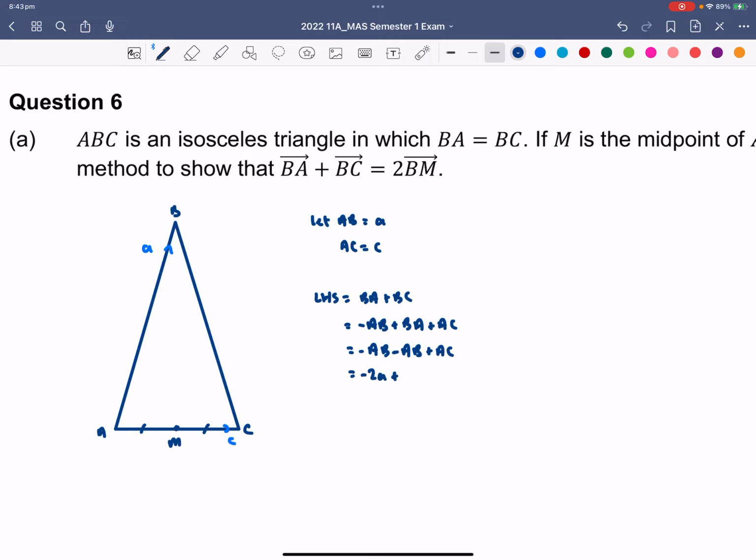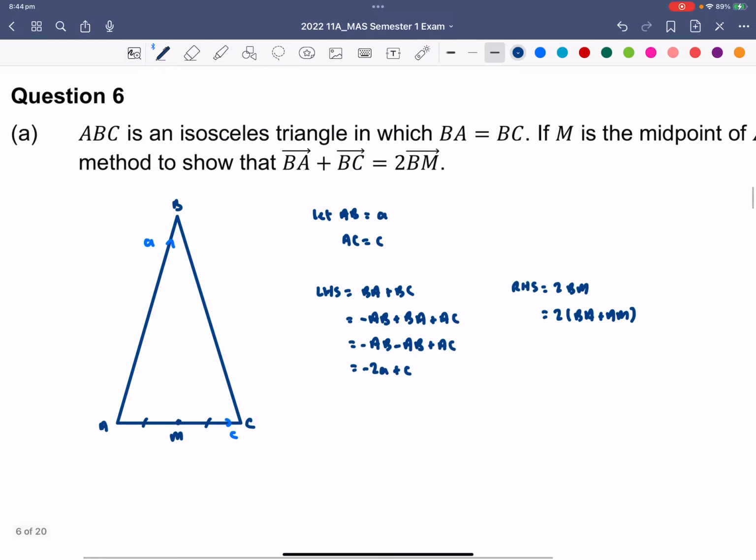That's BA plus BC. The right-hand side is 2BM. All right, how will I get from B to M? So that's B to A plus A to M. Yes, think about it. B to M is B to A and then A to M. And then A to M is halfway from A to C. Then I'm going to times that all by 2. So that's 2BA plus AC. And really 2BA is negative 2AB plus AC.